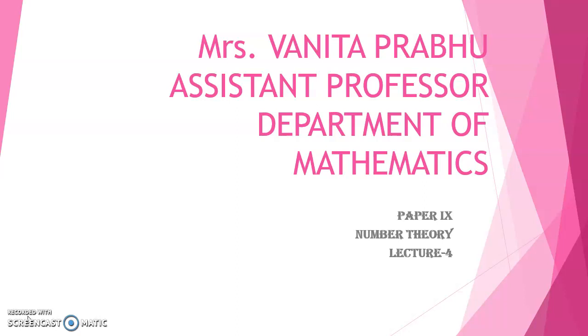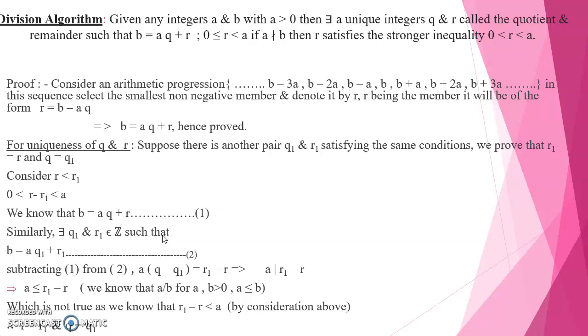So today we will study in lecture 4, number theory, that is the division algorithm. What does the division algorithm state? For given integers a and b, where a is positive, there exist integers q and r, called the quotient and remainder, such that b is equal to aq plus r, and r is greater than or equal to 0 but less than a. And if a does not divide b, then r satisfies the stronger inequality, that is 0 is less than r is less than a.